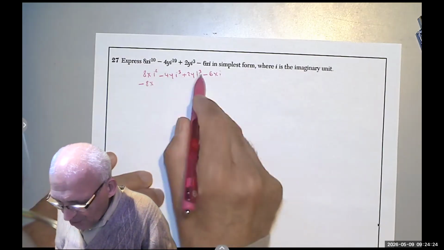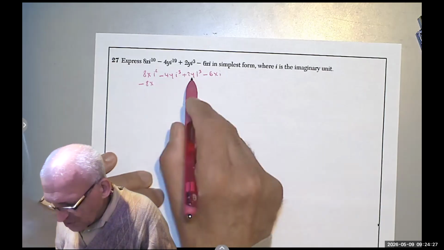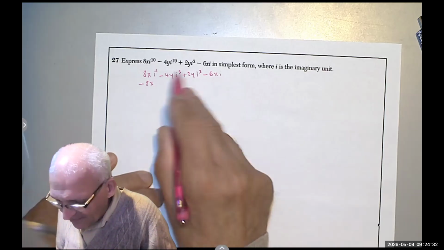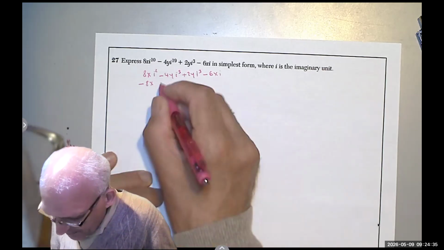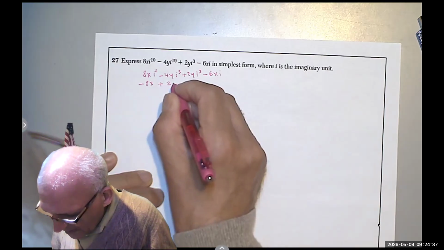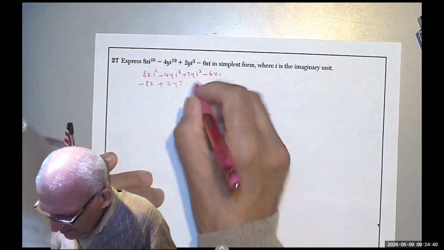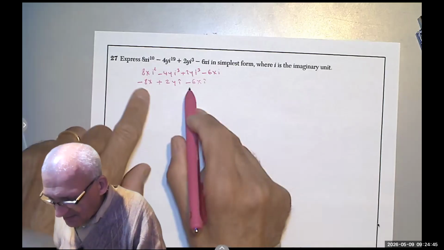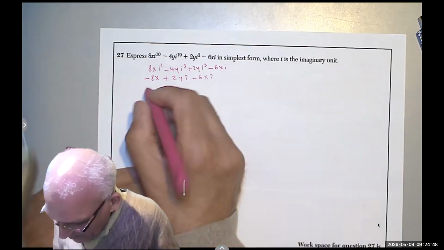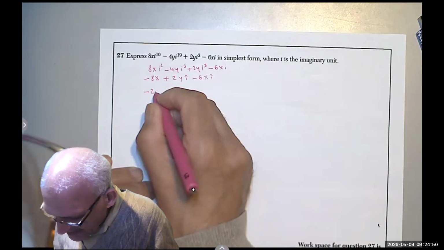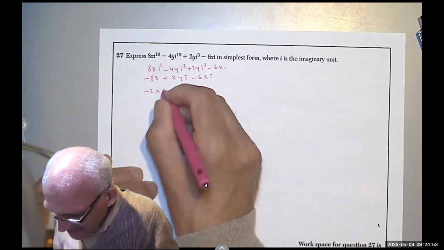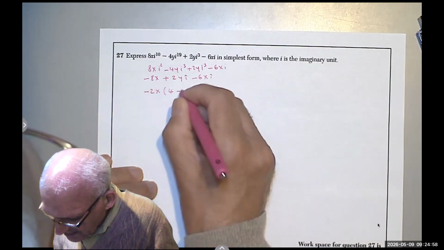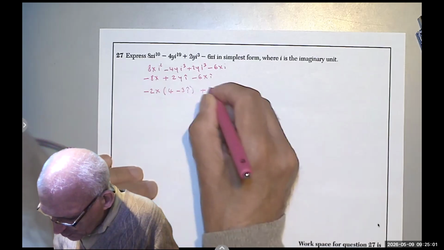Notice both of them, so you can combine those. Negative 4y plus 2y is negative 2y i cubed. But the i cubed is negative i, so the negative times the negative is positive, and you get 2y i, minus 6xi. I can combine the x's together. In fact, I can combine negative 2x, and that would leave me with 4 minus 3i plus 2yi.